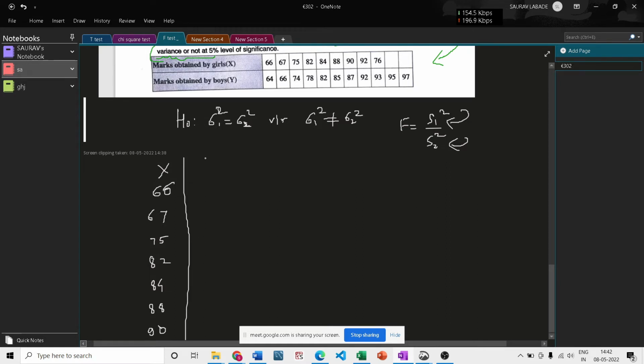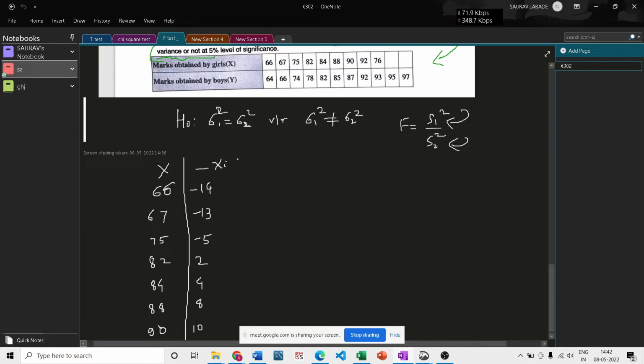What I am doing is subtracting all the values from 80, right? So what will be my first value then? It will be minus 14, right? Next is minus 13, minus 5, 2, 4, 8, and 10, right? I think 92 is remaining. Yes, we will also take that value.